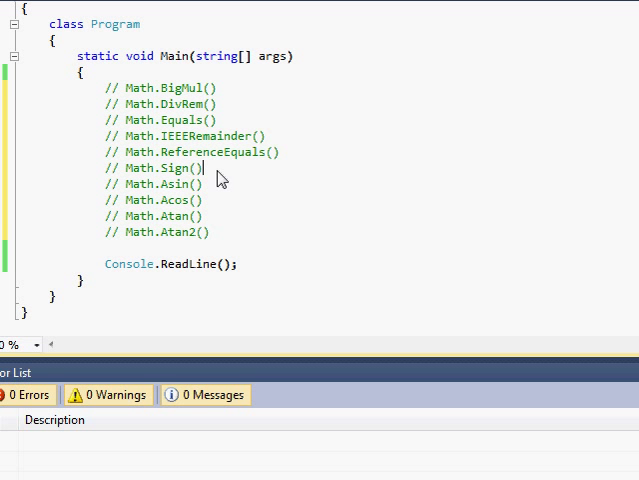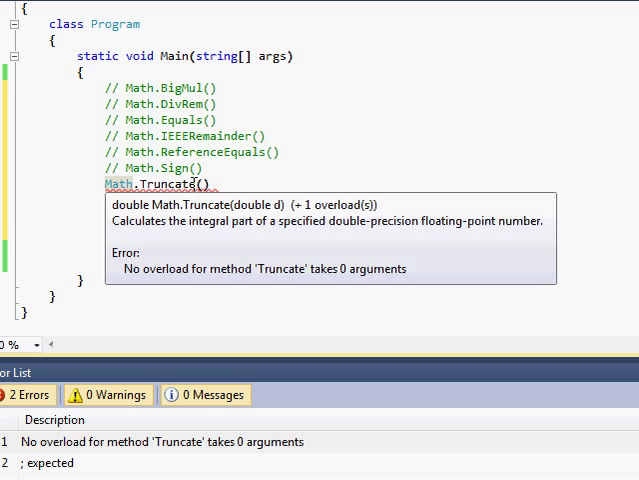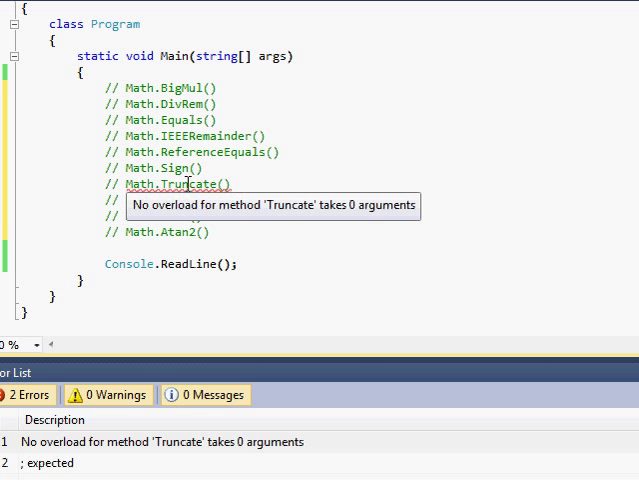Sign, you give it a number and it returns the sign. So if it's a negative number, it will return a negative. If it's positive, it will return a plus sign. And then there's also math.truncate, which calculates the integral part of a specified double-precision floating-point number. Don't really know what that means because I don't know what truncating is.